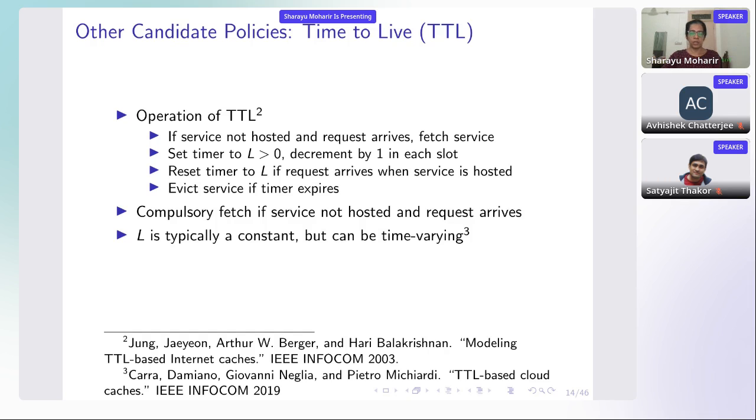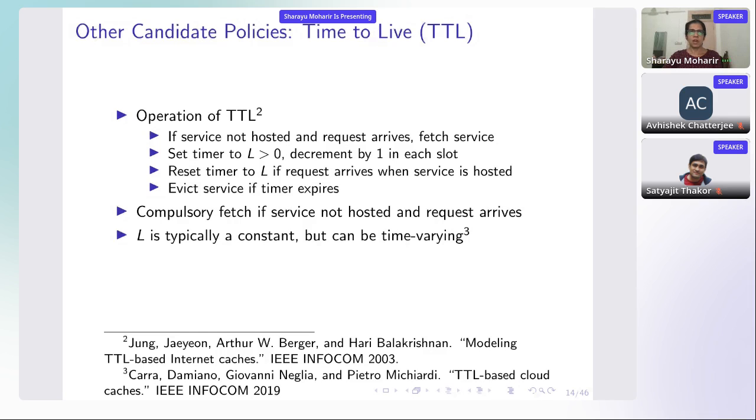So we've done two things so far. We have a performance characterization of our policy RR and a fundamental lower bound on the performance of any policy. So now we'll focus on a specific hosting policy called time to live, or TTL. TTL policies have been widely studied in caching literature, which is why we decided to study them for our problem as well, because our problem on some level is related to the caching problem.